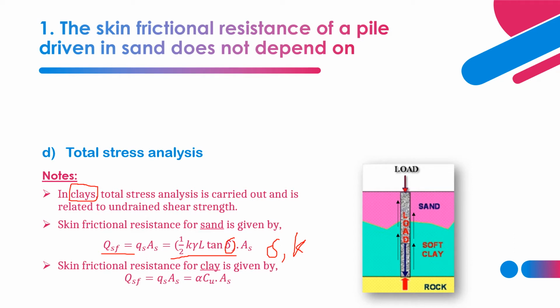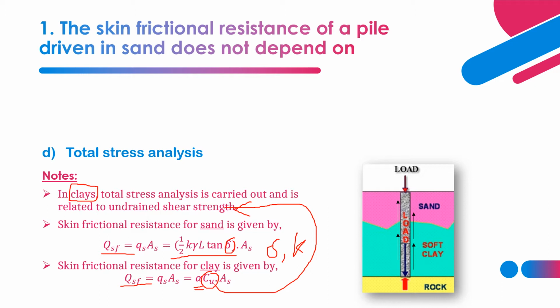In case of clay, the frictional resistance depends on only one thing. What is that? Cohesion and the adhesion. Alpha is the adhesion factor. Cu is nothing but the undrained shear strength. So that's why we are carrying out this total stress analysis. In case of clay only, total stress analysis is needed. In case of sand, total stress analysis is not needed.